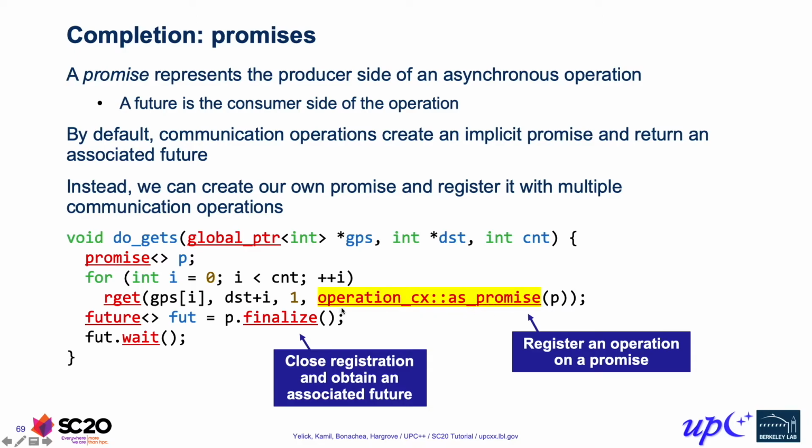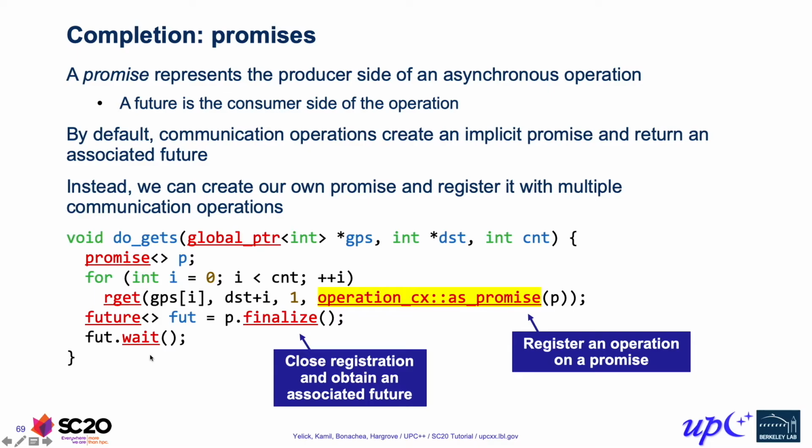Now, we do need to wrap this promise into a completion object so that it meets the right interface for rget. So in particular, here we're asking for the operation completion event, and we are asking for that to be provided as a notification on a promise. Once we've initiated all of these rget operations on the promise, we can close registration of the promise, which gives us back the future end, the future corresponding to that promise. And again, here we just have the notification being encapsulated in the future, so we don't have any values here.